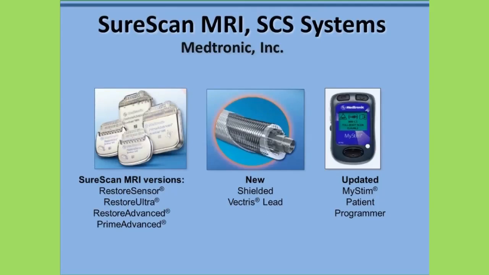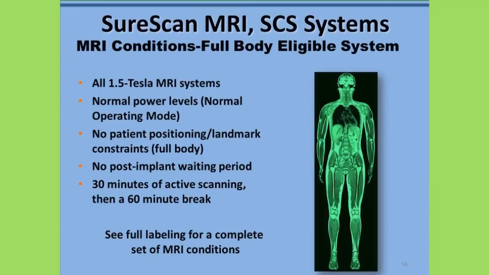Recently, new devices called the SureScan MRI Systems, which are used for spinal cord stimulation, became available from the manufacturer Medtronic. This new platform for spinal cord stimulation includes specially designed pulse generators, shielded leads, and a new programmer. Patients with the new SureScan MRI spinal cord stimulation systems are allowed to undergo MRI at 1.5 Tesla, and there are no restrictions on the body part, so that this device is considered to be full body eligible as long as all of the MRI conditions are carefully followed.